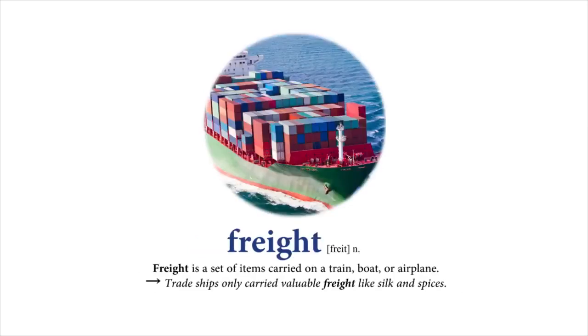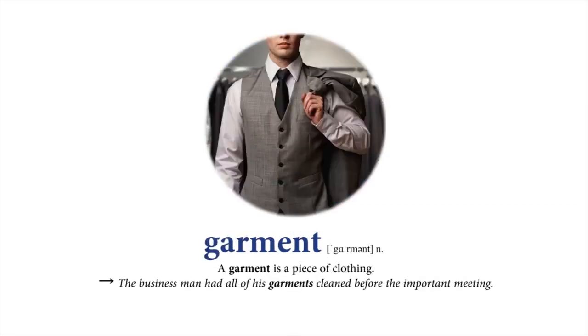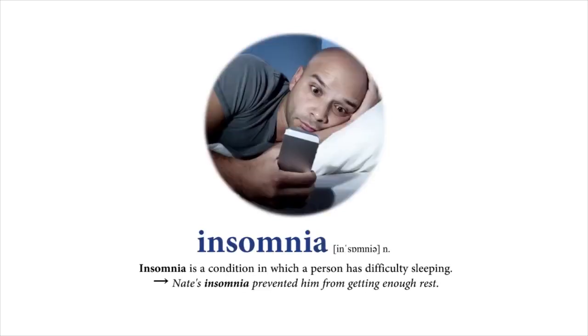Freight. Freight is a set of items carried on a train, boat, or airplane. Trade ships only carried valuable freight like silk and spices. Garment. A garment is a piece of clothing. The businessman had all of his garments cleaned before the important meeting. Insomnia. Insomnia is a condition in which a person has difficulty sleeping. Nate's insomnia prevented him from getting enough rest.